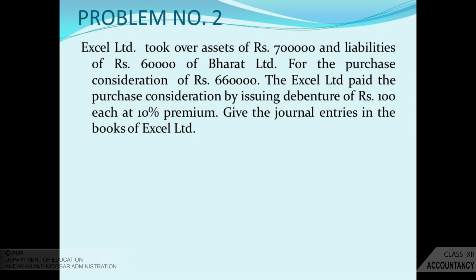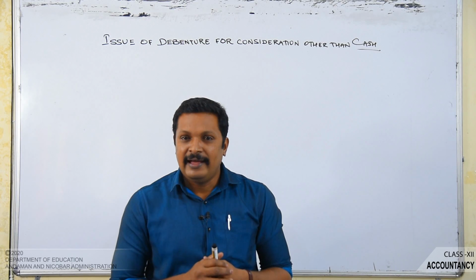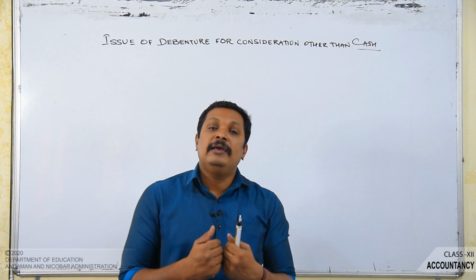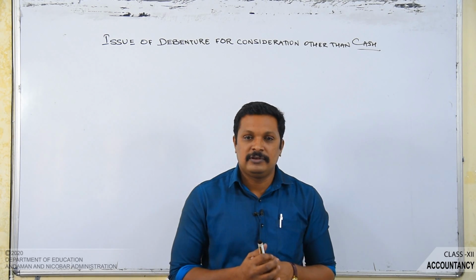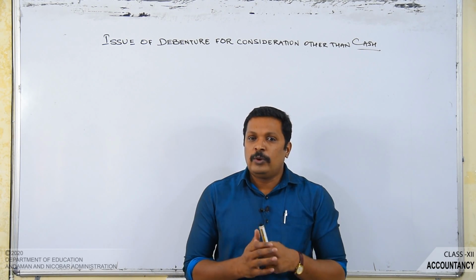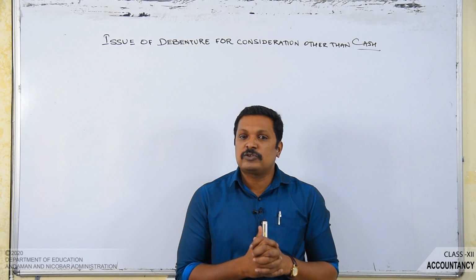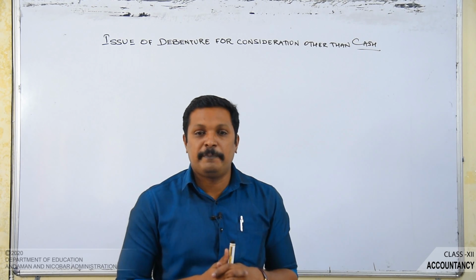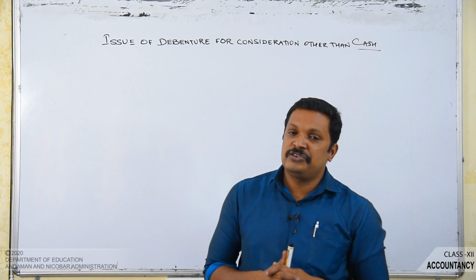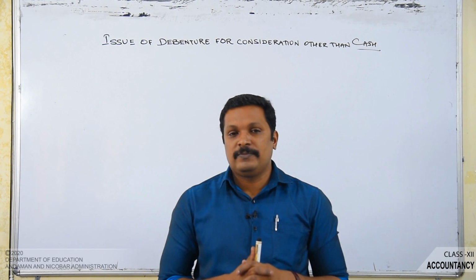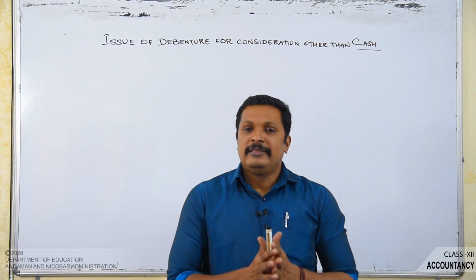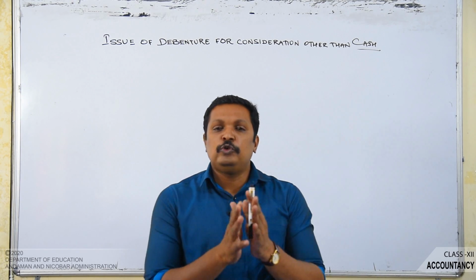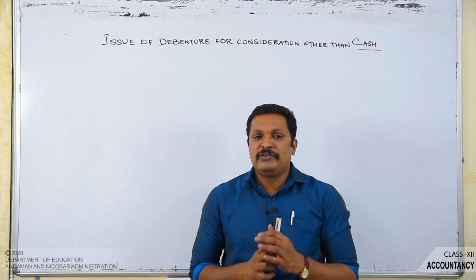So Excel Limited purchased the business of Bharat Limited and took over all the assets worth rupees 7 lakh, and promised to pay liabilities of rupees 60,000. Got it? Now, what is the agreed price? The agreed price is 6,60,000. That is called the purchase consideration.